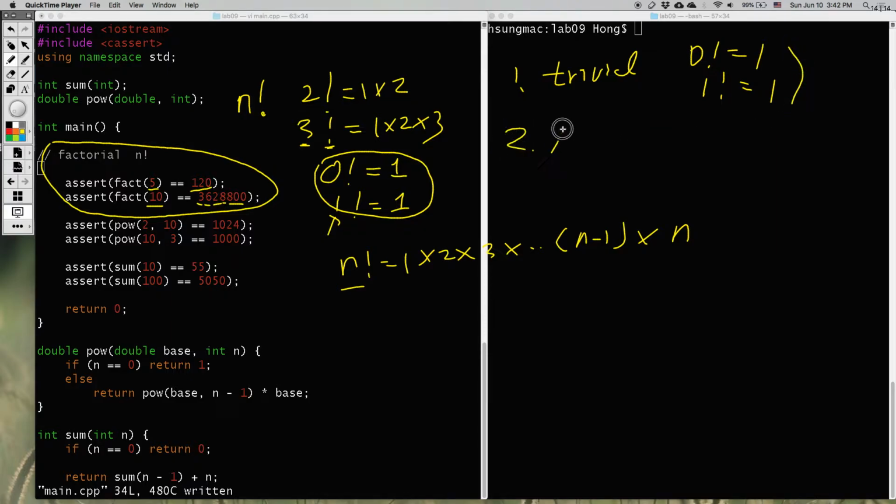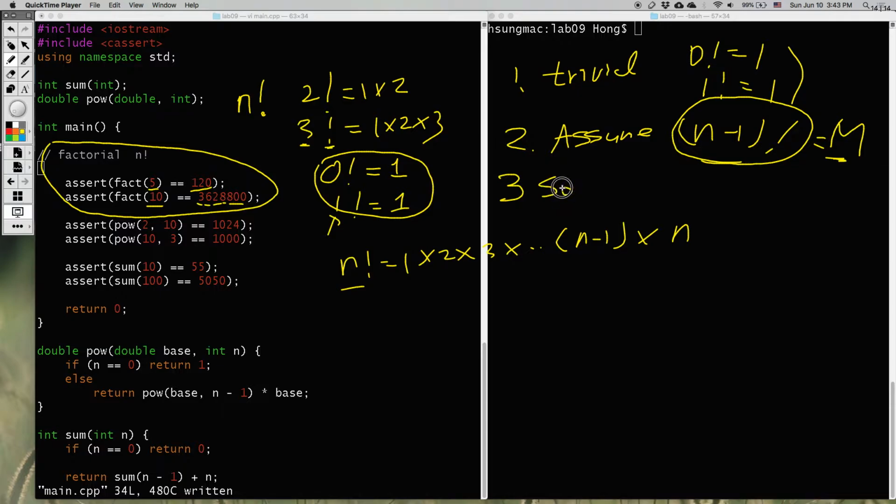Step 2, assume we know that n minus 1 factorial is available. We assume n minus 1 factorial, suppose that is m. Suppose n minus 1 factorial is m, then solve n factorial using m, which is n minus 1 factorial, and some known facts about the property of a factorial.